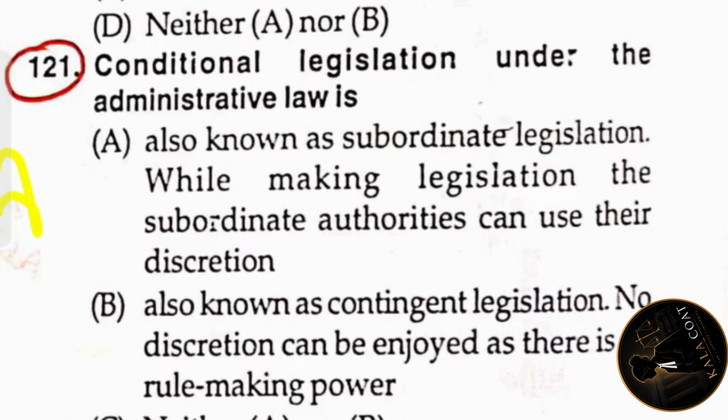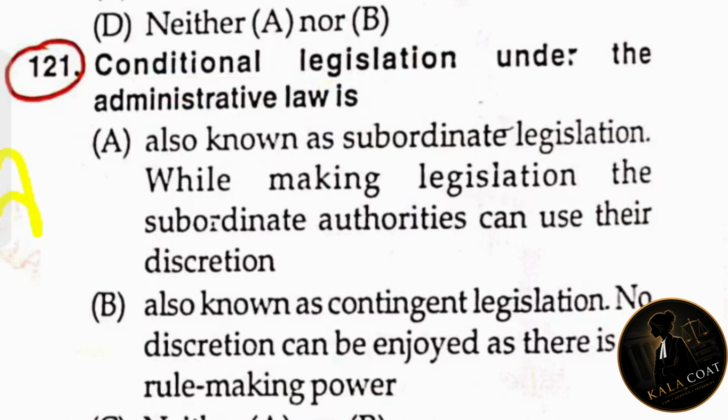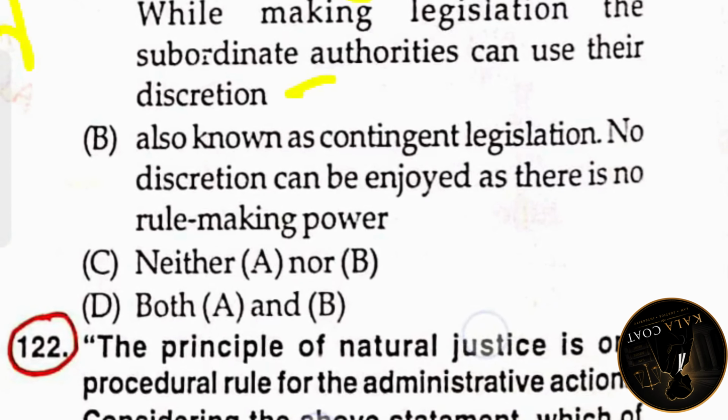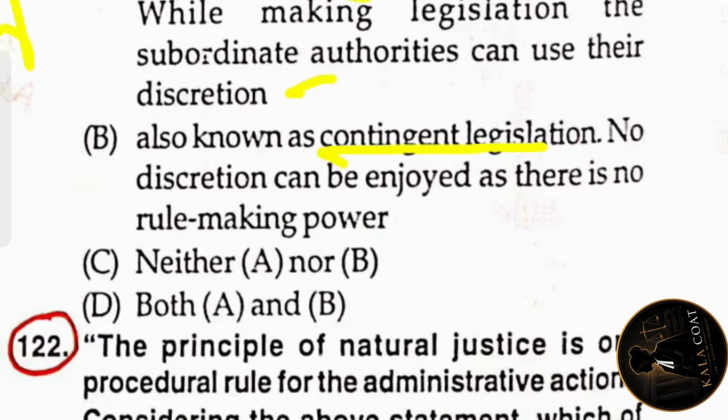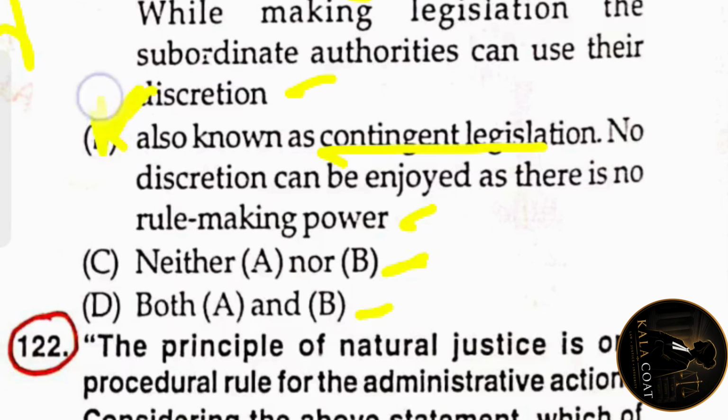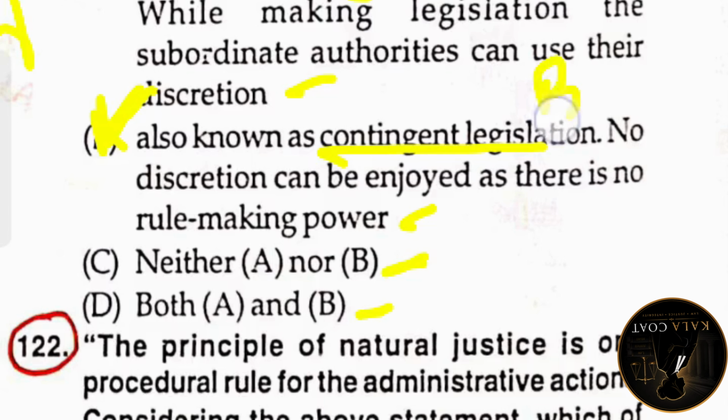Question number 121. Conditional legislation under the administrative law is also known as subordinate legislation. While making legislation, the subordinate authorities can use their discretion. Also known as contingent legislation. No discretion can be enjoyed as there is no rule making power. Neither A nor B, or both A and B. Correct answer is conditional legislation is also known as contingent legislation. No discretion can be enjoyed as there is no rule making power. Option B is the right answer.